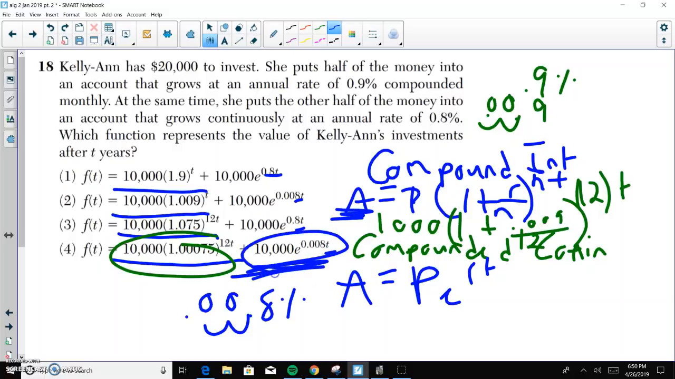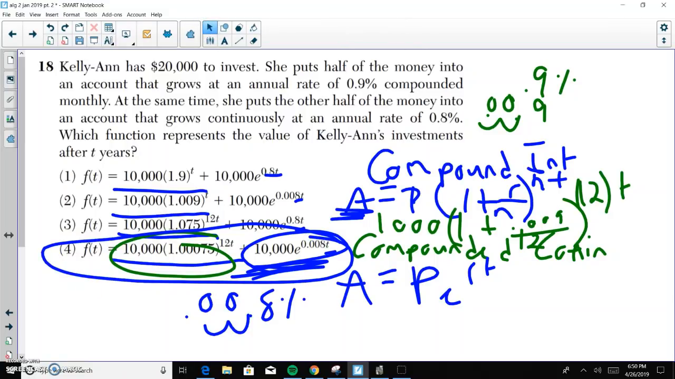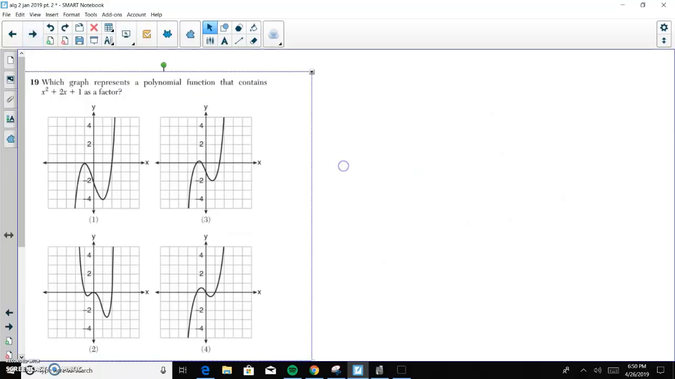Yeah, so if you knew compound interest, you really didn't have to know the second part, but if you did, you could just verify that it was your answer. Alright, number 19. Which graph represents a polynomial function that contains x squared plus 2x plus 1 as a factor?